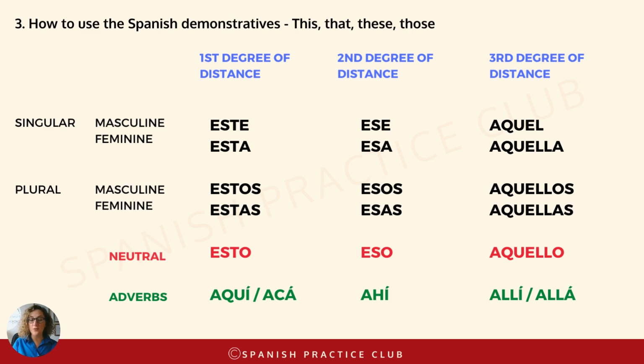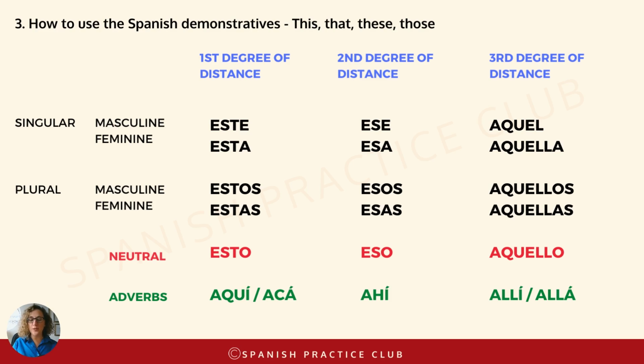So for the first degree of distance, the word this in English, we've got the singular masculine, singular feminine, and then the plural masculine and plural feminine. Este, esta, estos, estas. Second degree of distance, this will be the equivalent of that. Ese, esa, esos, esas. Third degree of distance, that would be the equivalent of these or those. Aquel, aquella, aquellos, and aquellas.